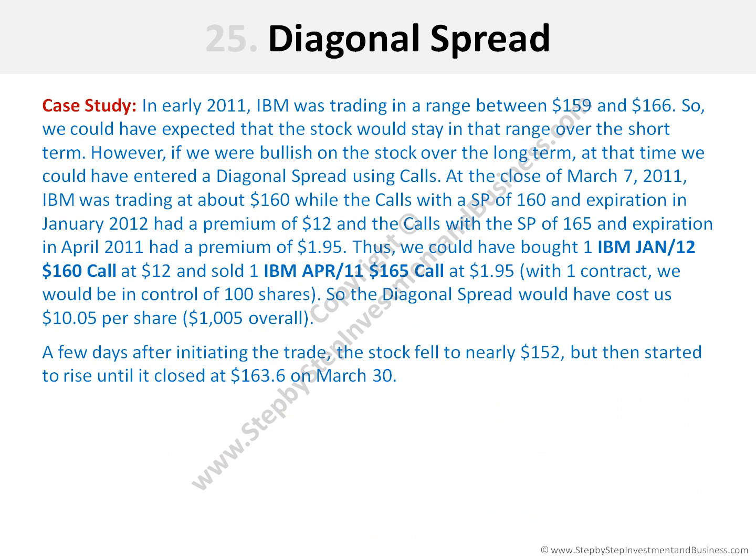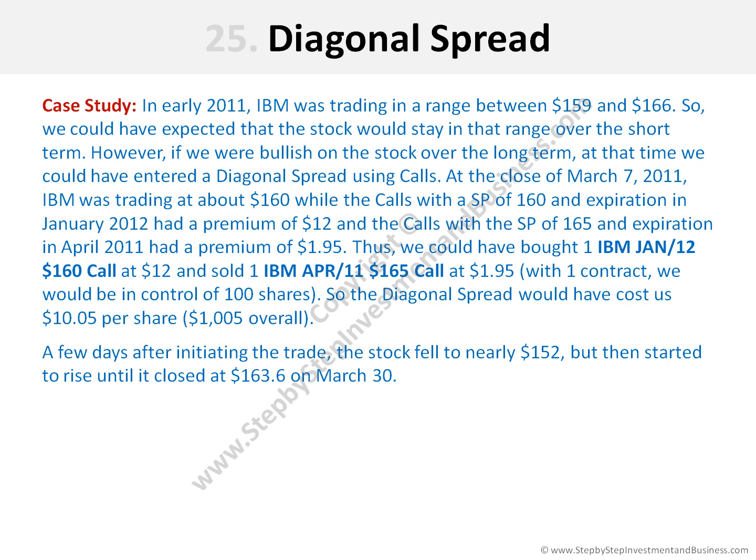However, if we were bullish on the stock over the long term, at that time we could have entered a diagonal spread using calls. At the close of March 7, 2011, IBM was trading at about $160, while the calls with a strike price of $160 and expiration in January 2012 had a premium of $12, and the calls with the strike price of $165 and expiration in April 2011 had a premium of $1.95.